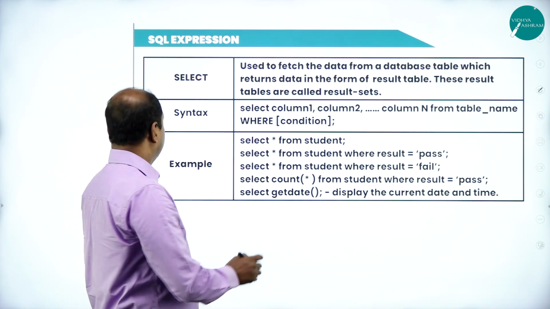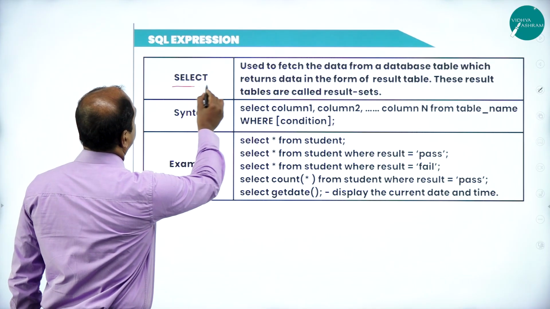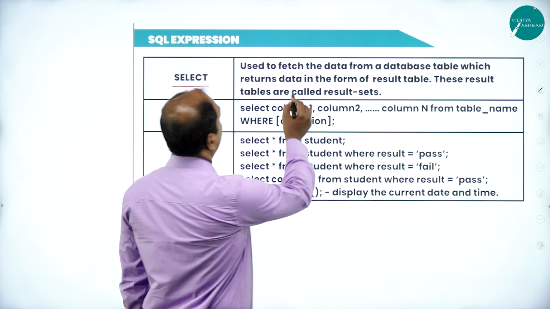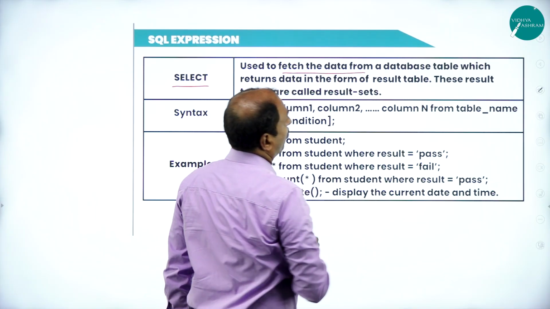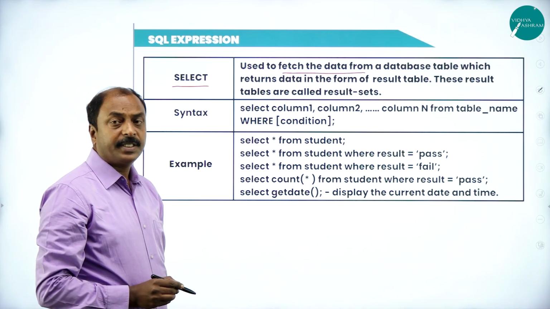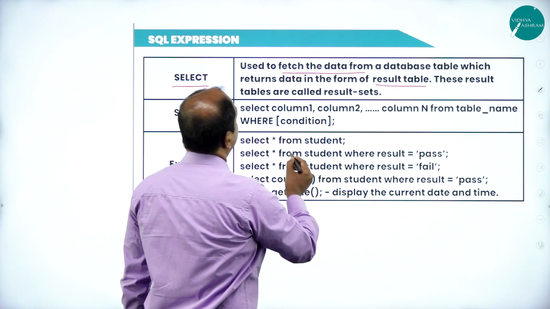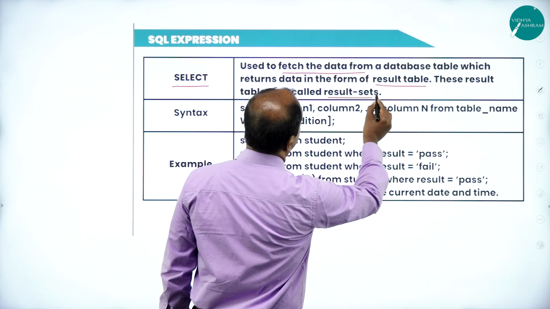Next one is select command. So it is used to fetch the data from a database table, which returns data in the form of a result table. And these result tables are called result sets.